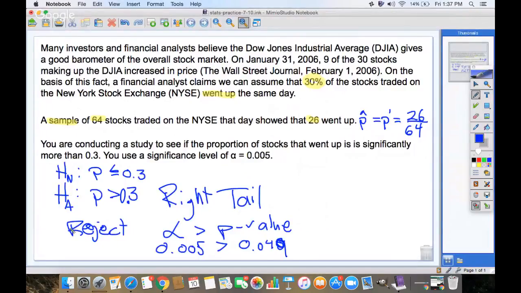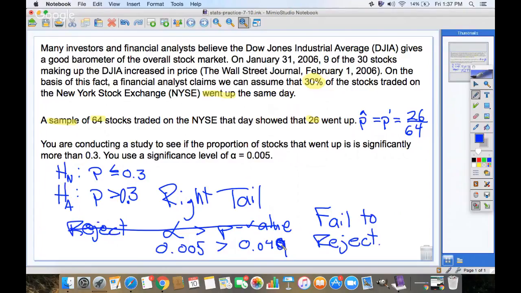So I fail to reject then. This is not all that unusual. So fail to reject. There's not enough evidence here to say it's greater than 30%. Okay. So what if we went with a 5% significance level? Then we were just under what it means to be able to reject.